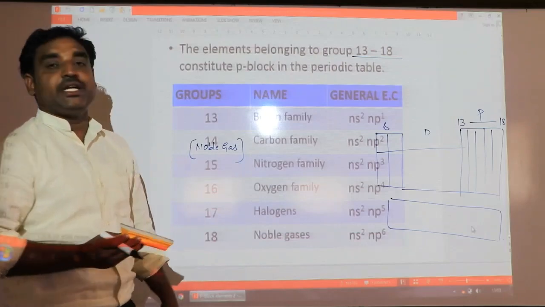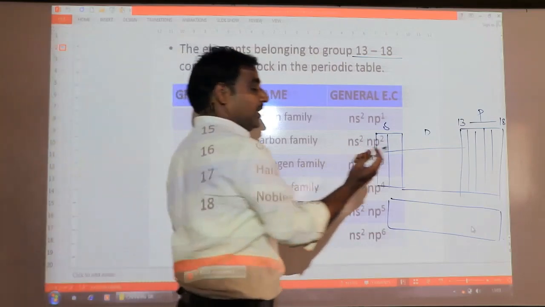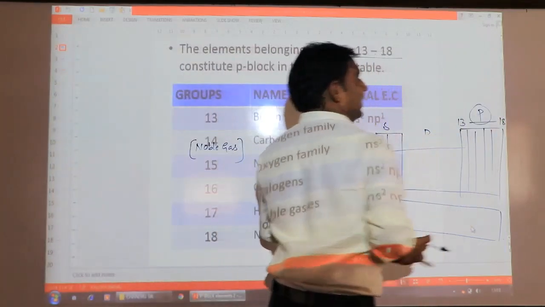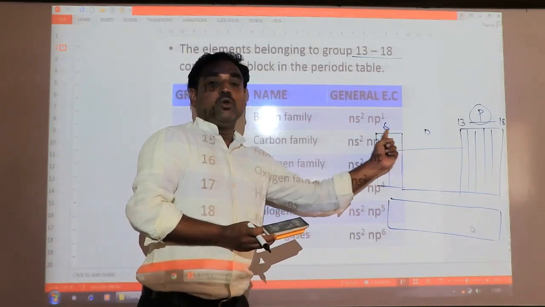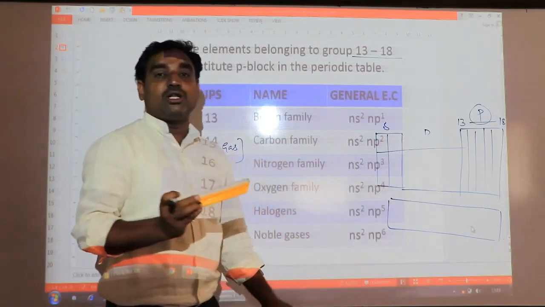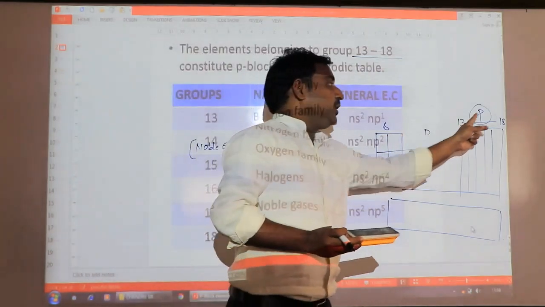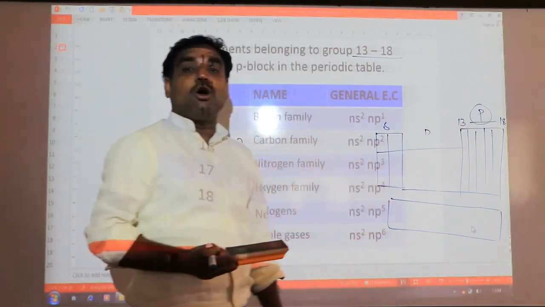Groups 13 to 18, all of these we call P block elements. Like we were discussing the S block, groups 1 to 2, groups 1 and 2 we called the S block. Here groups 13 to 18 are called the P block elements.